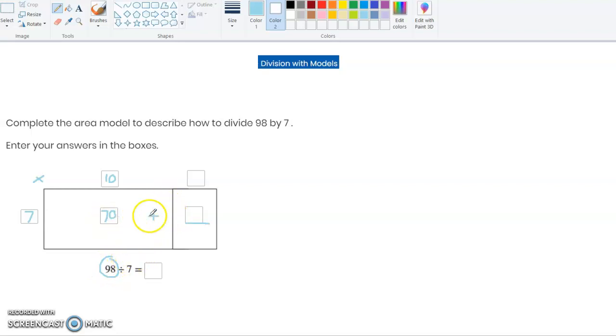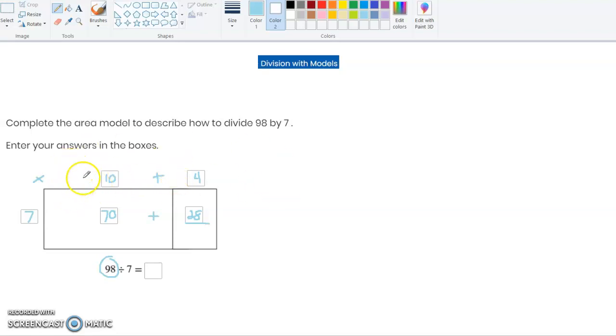I'm thinking 70 plus 28. Now I can simply find 28 divided by 7 and put the answer here. Or think of 7 times what number equals 28? 7 times 4 equals 28. So our answer, my friends, is found at the top.